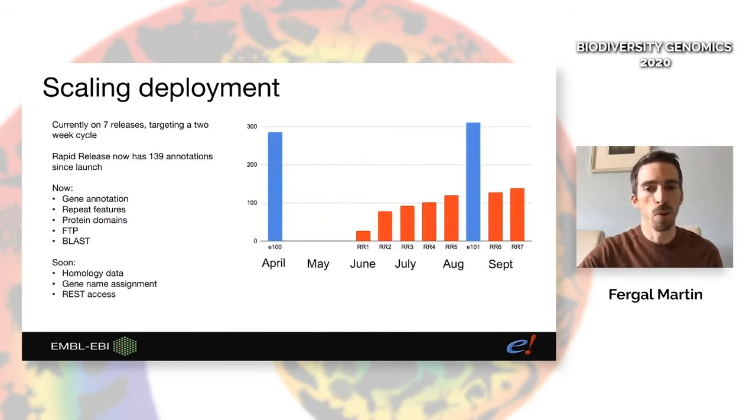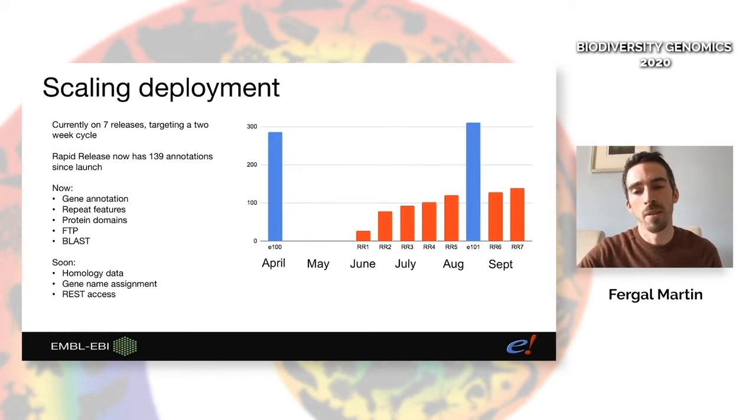And just to give some more information on rapid release, we're currently on 7 or 8 releases, depending on who you ask. We're targeting a 2-week release cycle, and we're more or less hitting that. We're going to work towards being more stable in terms of it being exactly 2 weeks. And we have already 139 annotations since launch. That's actually quite a lot of annotations. It took on the main Ensembl site many years to reach that count, so it's showing that we're able to get things out much quicker.